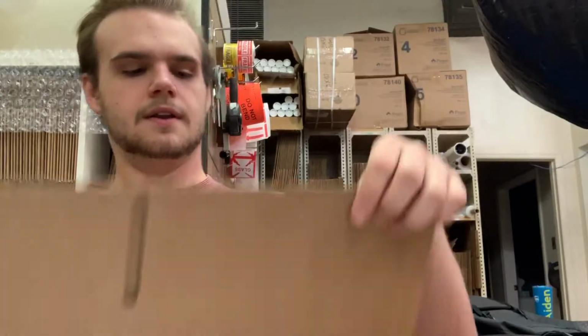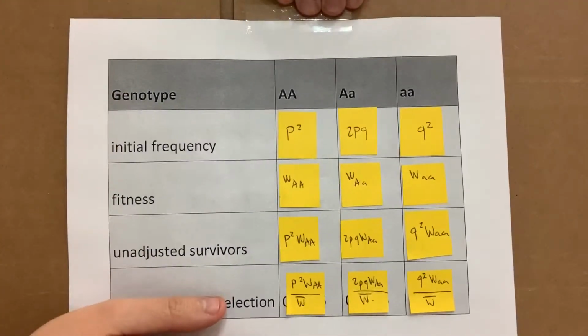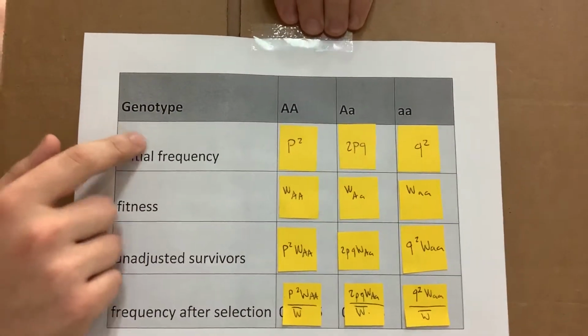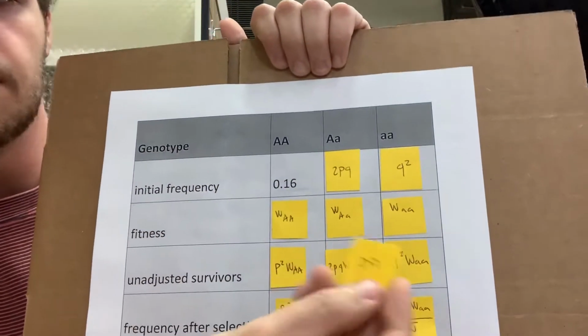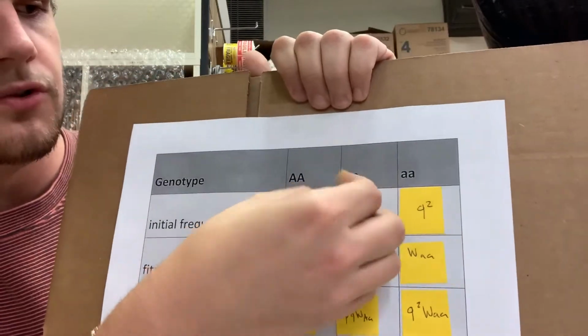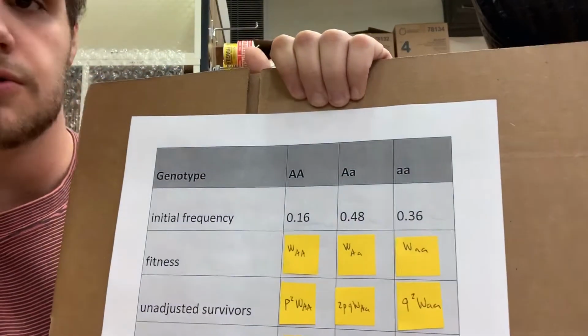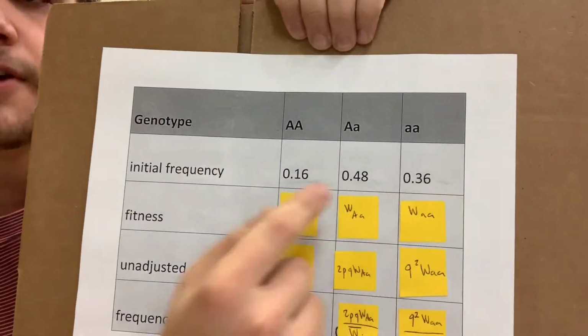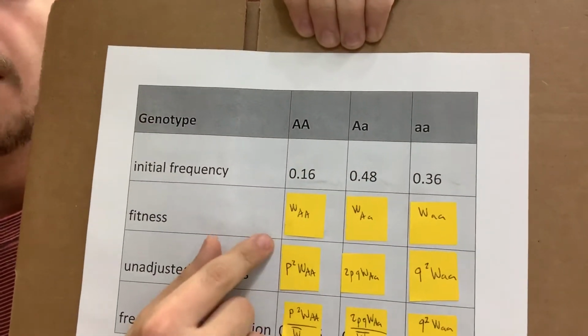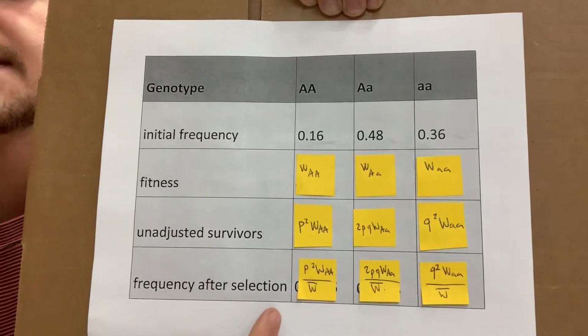Now, to calculate the different genotype frequencies, we take the initial frequency, which for this one was just P squared, this one's 2PQ, and this one is Q squared. So those are our initial frequencies. That's how we calculate it. Then to calculate our frequencies after our selection.